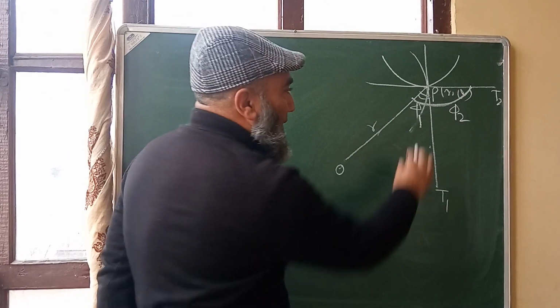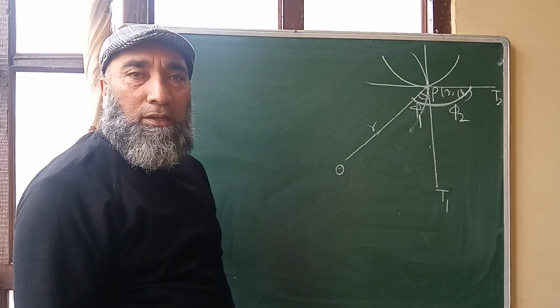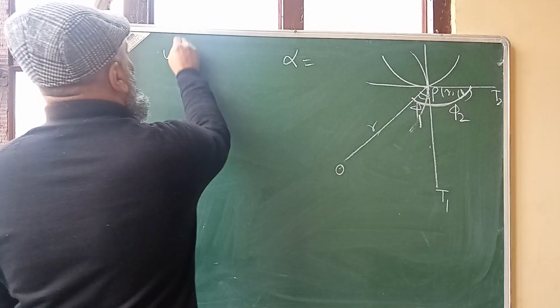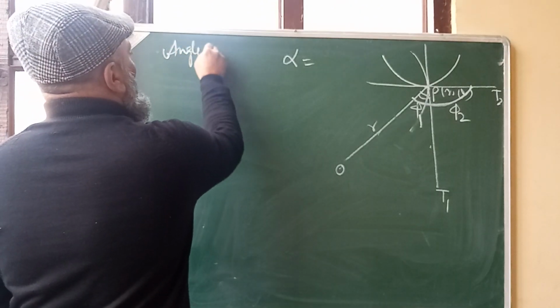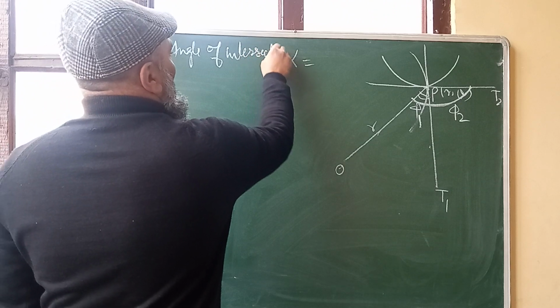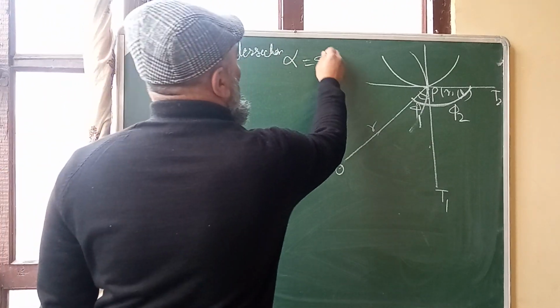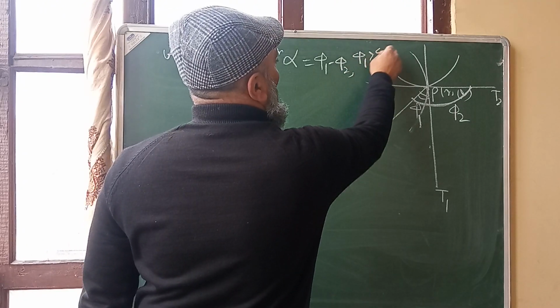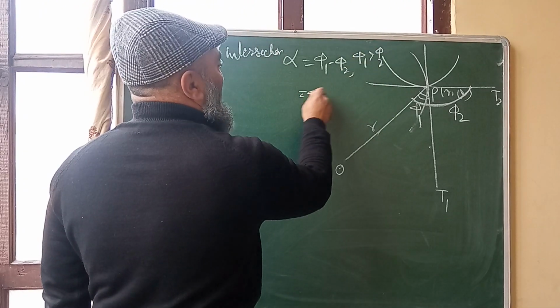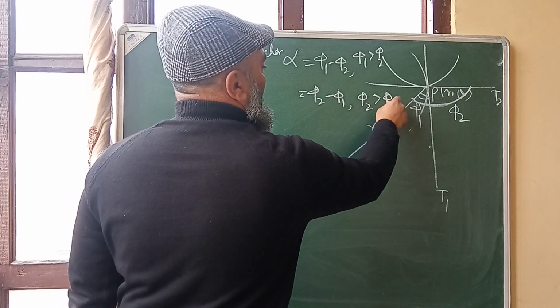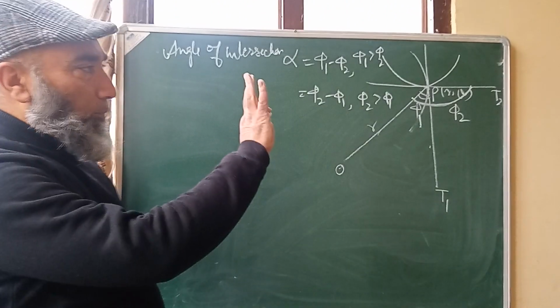So obviously there is something common between phi 1 and phi 2. That angle is known as the angle of intersection, denoted by alpha. This will be phi 1 minus phi 2 if phi 1 is greater than phi 2, or this can be phi 2 minus phi 1 if phi 2 is greater than phi 1. Fine? This is quite simple.